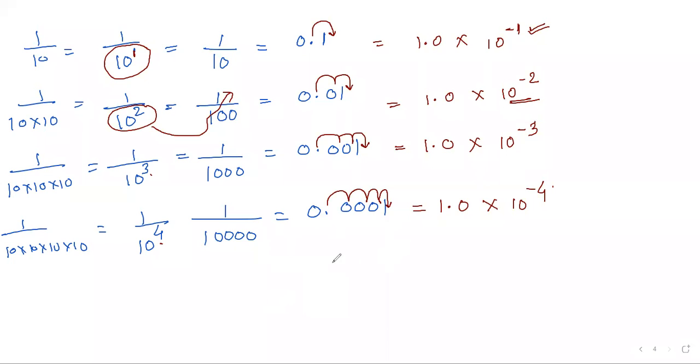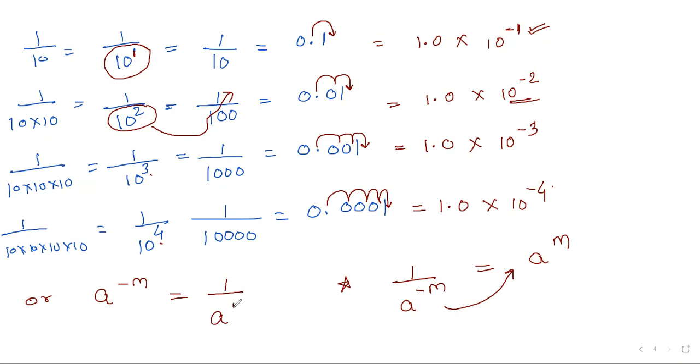Similarly, there is one important rule: 1 upon a raised to minus m would become a raised to plus m. Negative power at the denominator always goes to the numerator and becomes positive. Or a raised to minus m is nothing but 1 upon a raised to m. See, this number is same as this number. So 10 raised to minus 4 is nothing but 1 upon 10 raised to 4.